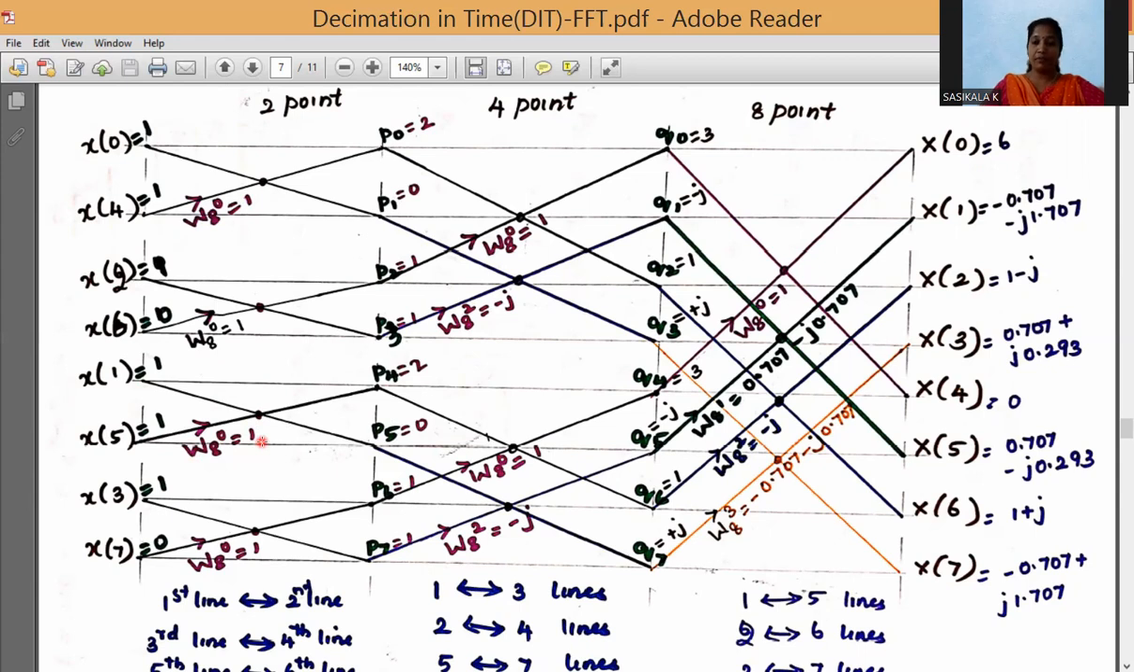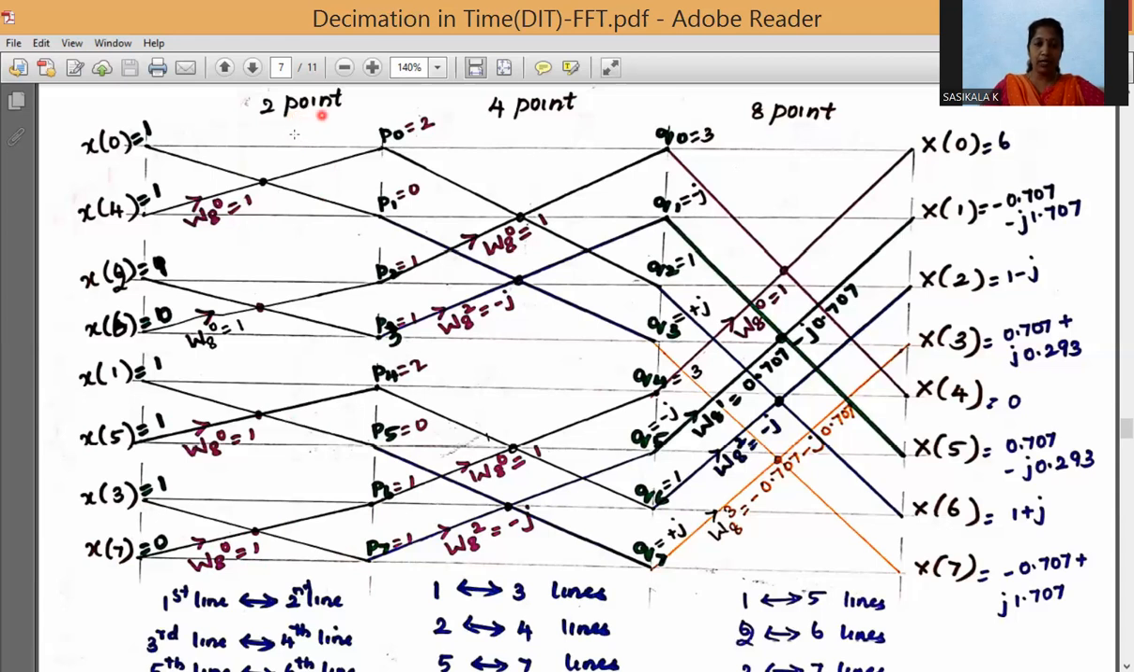See, listen, in the butterfly diagram, you have to mention the twiddle factor and also its value. Okay, and the 7th and 8th lines are connected. That is, the 7th and 8th line is connected, and here the 7th and 8th line is connected, and at the intersection point put a dot and write the twiddle factor W8 power 0, which is 1. So this is the 2 point. So hope you understand this 2 point DIT.